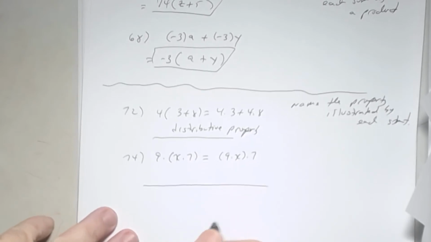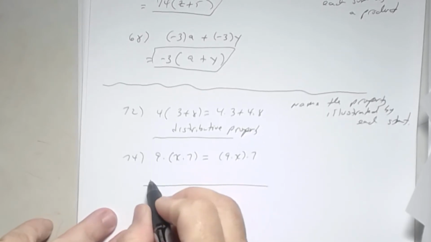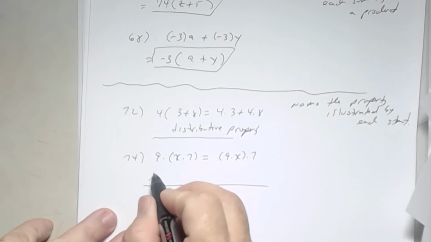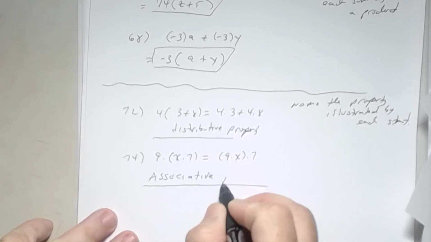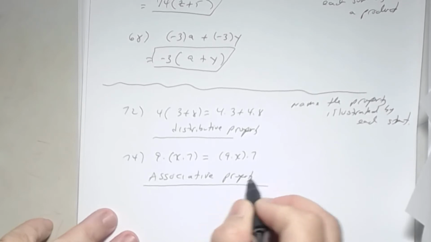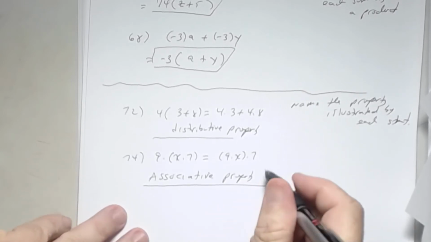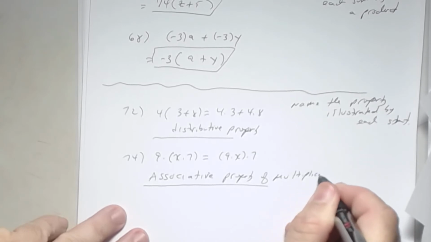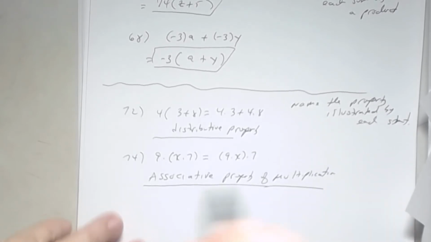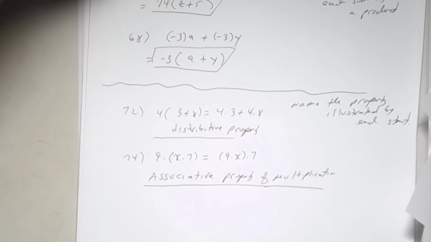What's this one? The associative property of multiplication. Just don't put associative property, right? If you do that, you can be upset with me. All right, 74.